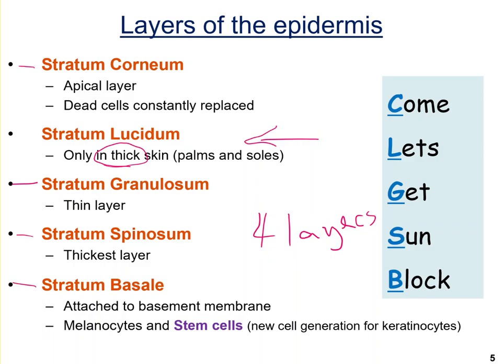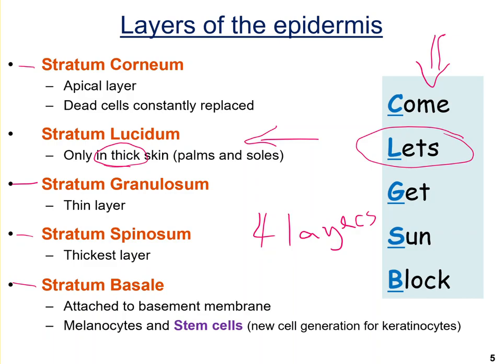Okay, here's a nifty little mnemonic to help you remember the 5 layers or stratums. Stratum is another word for layer. The 5 stratums of the epidermis. Come, let's get sunblock. If I'm thick skin, come, let's get sunblock. If I'm thin skin, come, get sunblock. Because remember, the lucidum is only found in the thick skin, right?